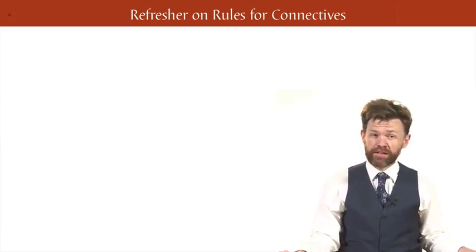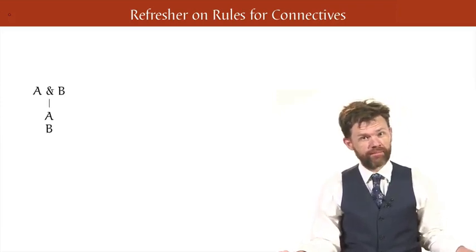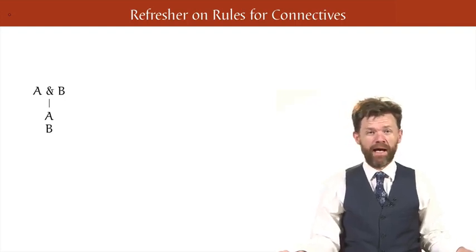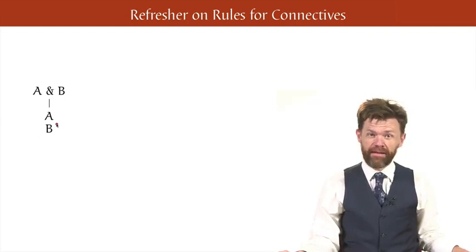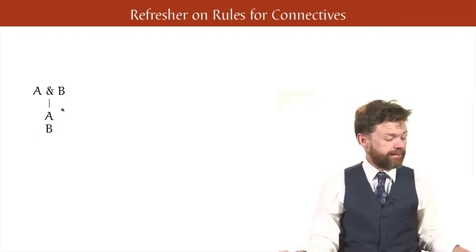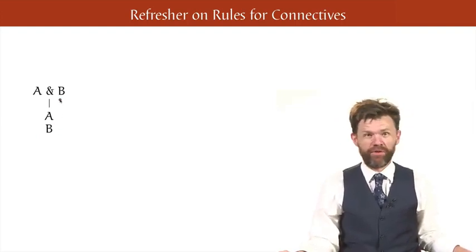The rule for a conjunction, for example, goes like this. We develop a conjunction A and B by writing down both of the conjuncts A and B, because after all, the A and B need to be true if A and B is true.